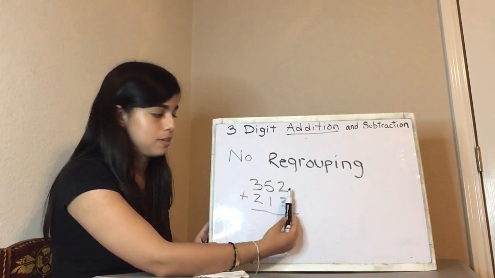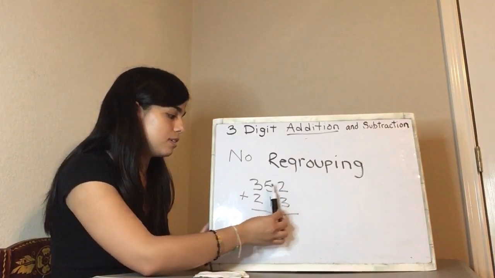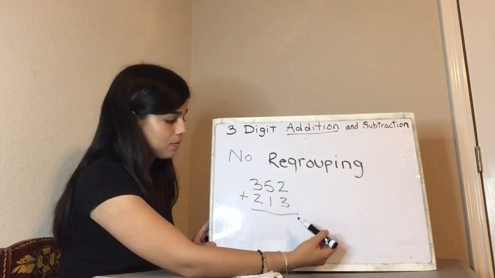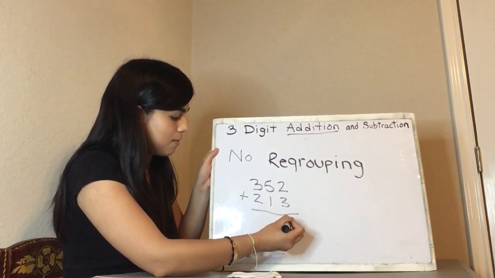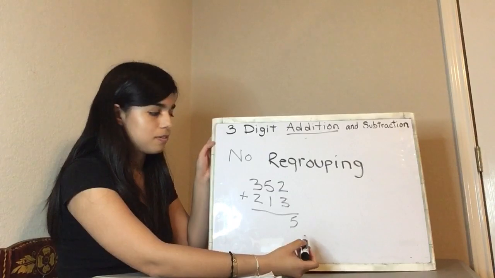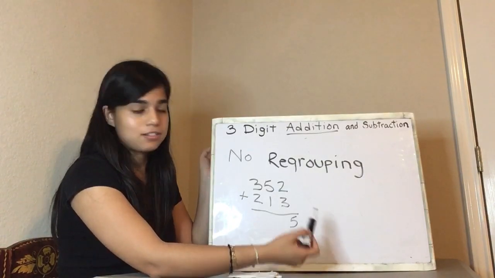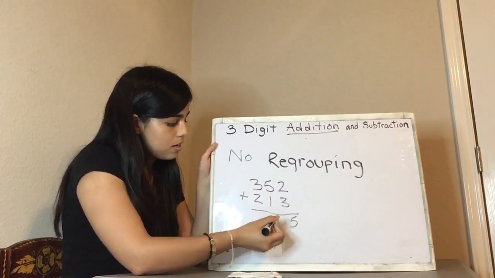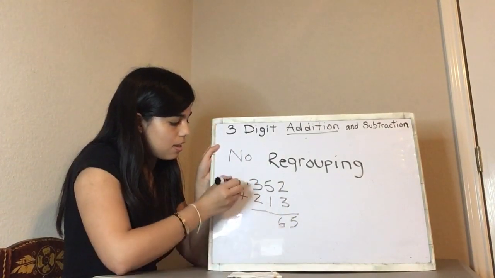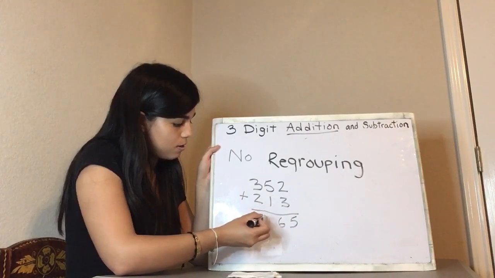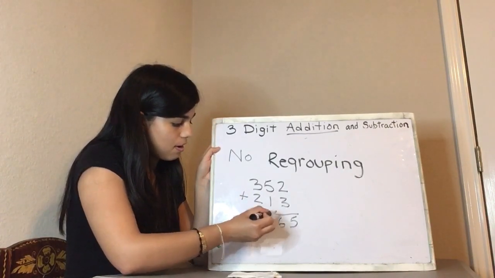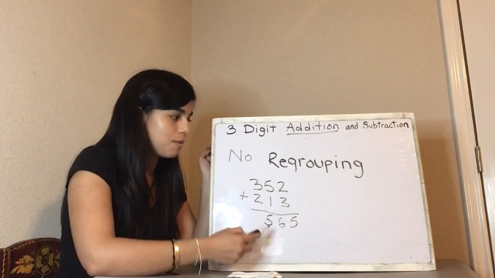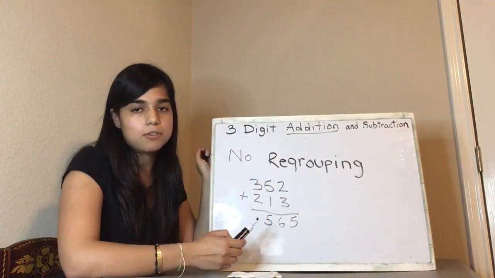Always start in the ones place, which is the very last number. Okay, ones, tens, hundreds. All right, so 2 plus 3, that is 5. So that is less than 10, so we don't have to carry a 1 up here. 5 plus 1 equals 6, and then 3 plus 2 equals 5. All right, so there, we're done. We didn't have to regroup. So this is addition with no regrouping or without regrouping.